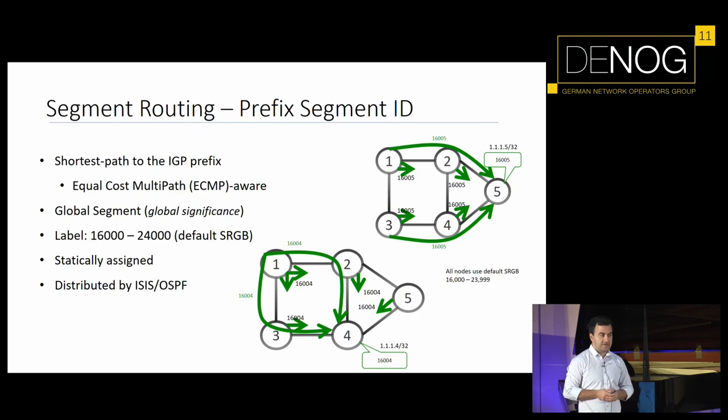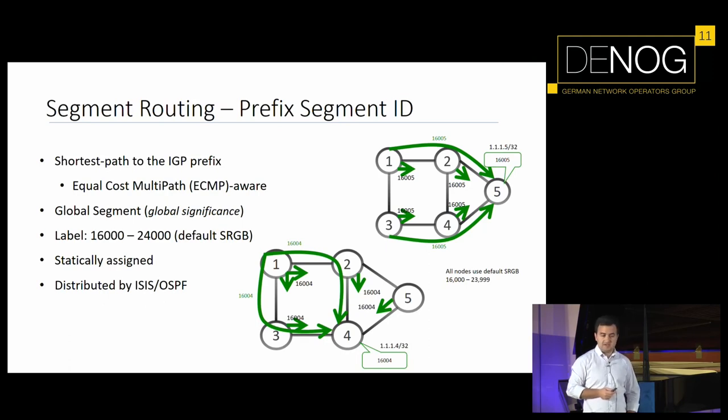So the label space, or what we call the SRGB in segment routing, the segment routing global block, is a label space that starts from 16,000 to 23,999 for the prefix segment ID, or dynamically allocated labels. So what that means is once you enable segment routing on one of your routers, the node will automatically assign a default SRGB, which starts from 16,000, which means the devices will assign one of the labels starting from 16,000.